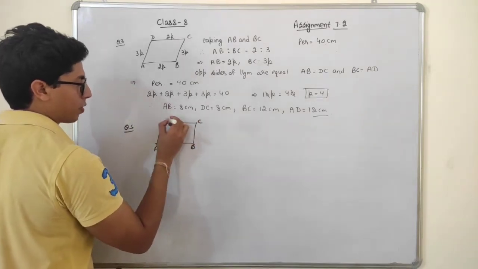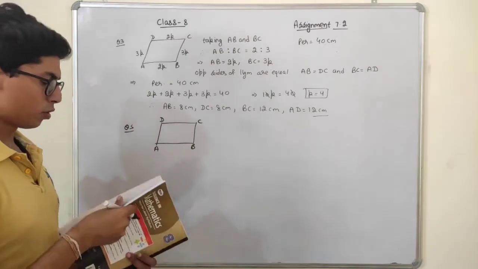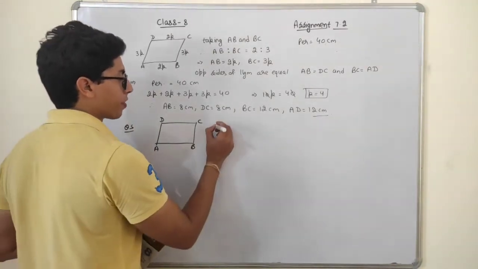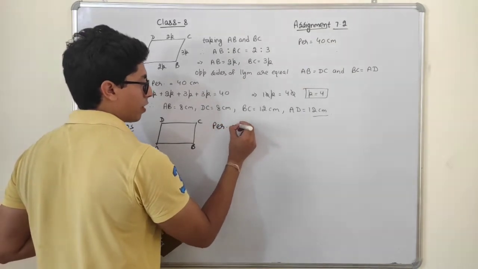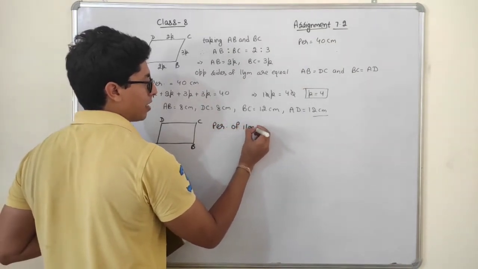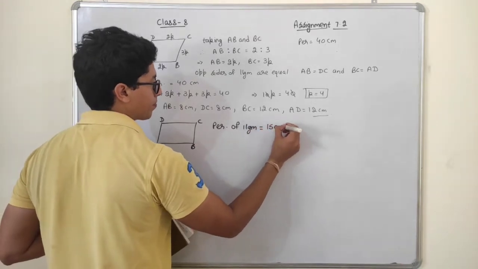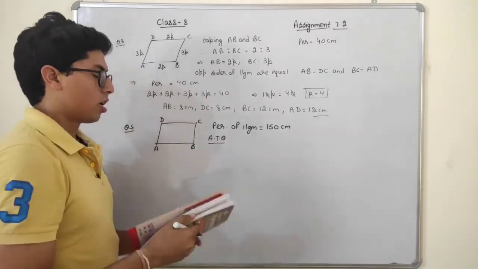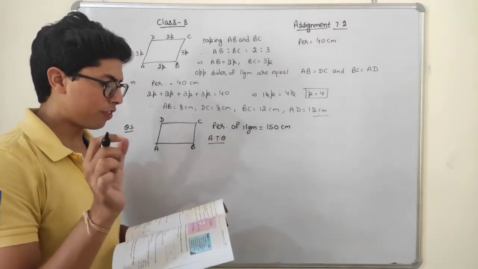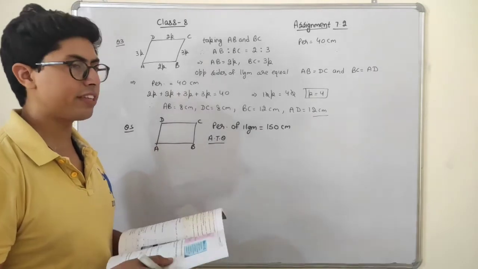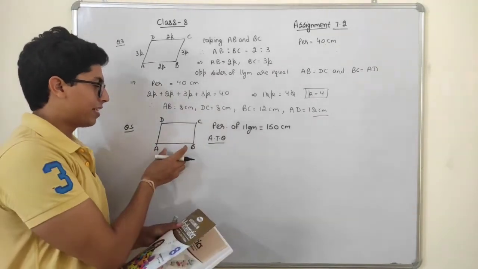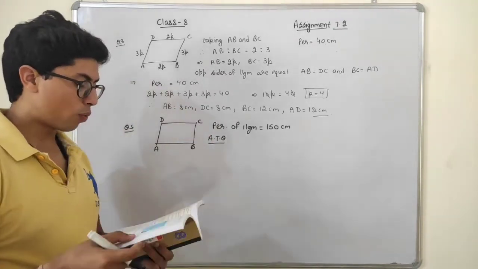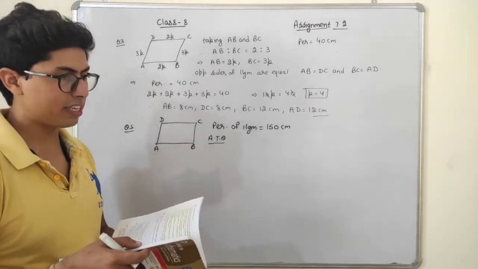ABCD, name it. Okay, students. Now, students, it is given that the perimeter is 150 centimeter. Perimeter of ABCD, parallelogram I can say, is 150 centimeter. Now, according to the question, students, it is given that one of the sides is greater than the other by 33 centimeter. If I say that AB is greater than BC, then one of the sides is greater than the other by 33 centimeter.